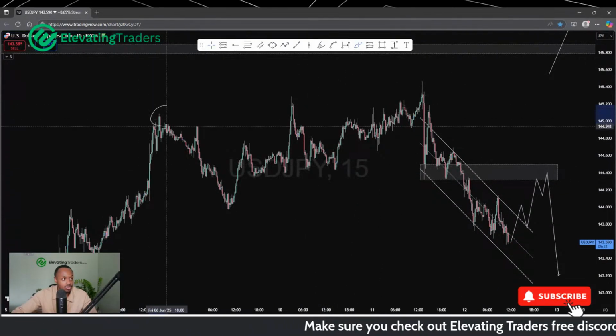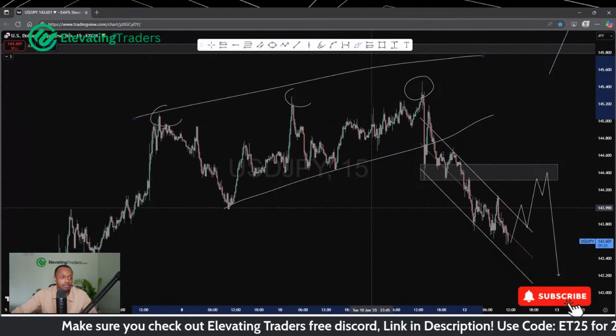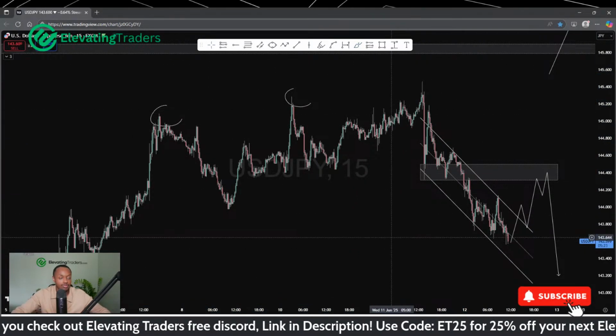We've had an attempt to try and continue higher. That hasn't worked out too well. So I'm looking at a bearish dollar yen now on the 15.